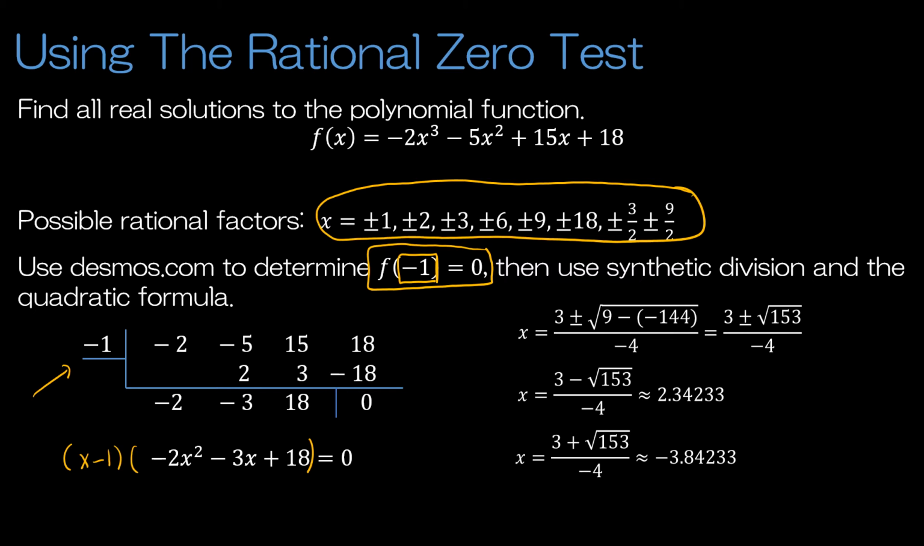quadratic, and I chose to use the quadratic formula. And so I came up with two solutions that are irrational solutions. So they're real solutions, but they're irrational. They're not rational. So I have one rational solution, which is negative 1, and then I have two irrational solutions, which are 3 plus radical 153 divided by negative 4, and 3 minus radical 153 divided by negative 4.